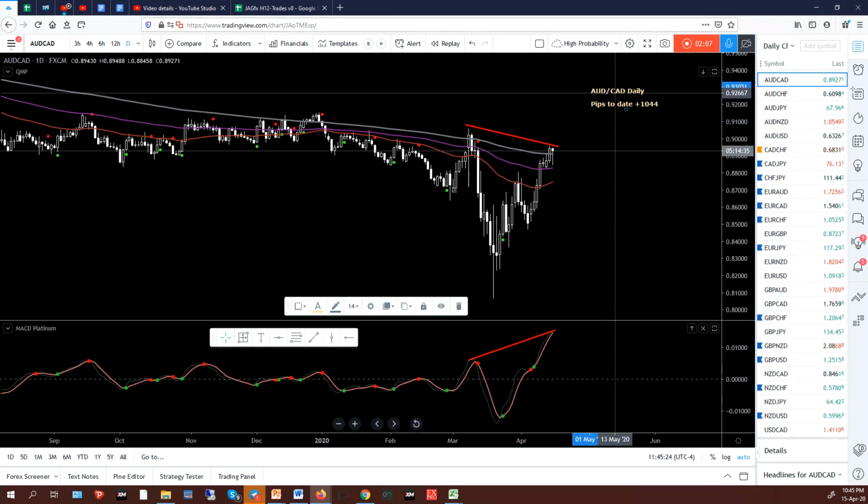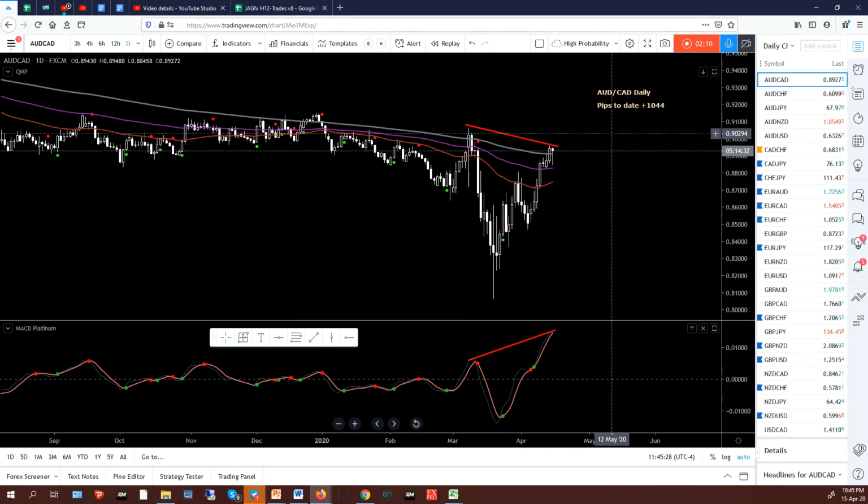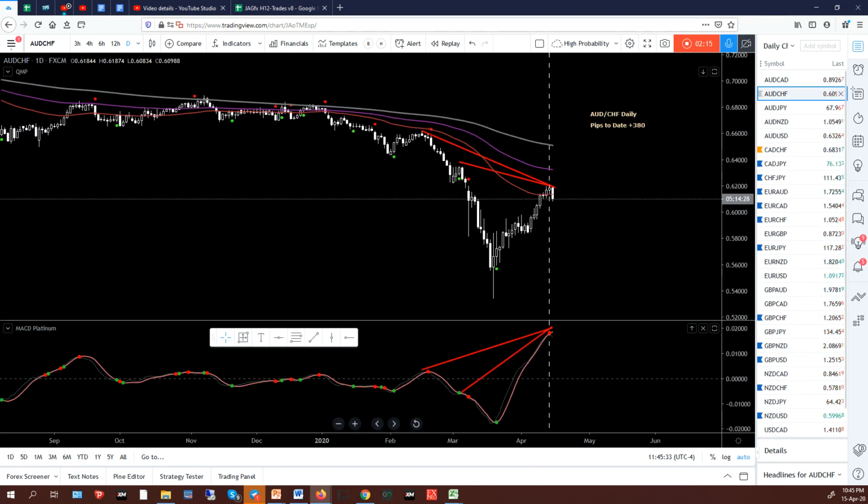AusCAD. Read my notes. I normally write the pair and the pips to date since I've been trading this. No trades on. Aus-Swiss. No trades on yet, but getting very close. This grey vertical line is a warning line, and it's a red dot on the MACD Platinum above the zero level. That means I'm looking for possible sells. And I can tell you this will probably give me a sell signal tomorrow. It's come down from this high, bounced up, going to roll over. Perfect setup. Might not work out, but it's perfect. No trades on at the moment.